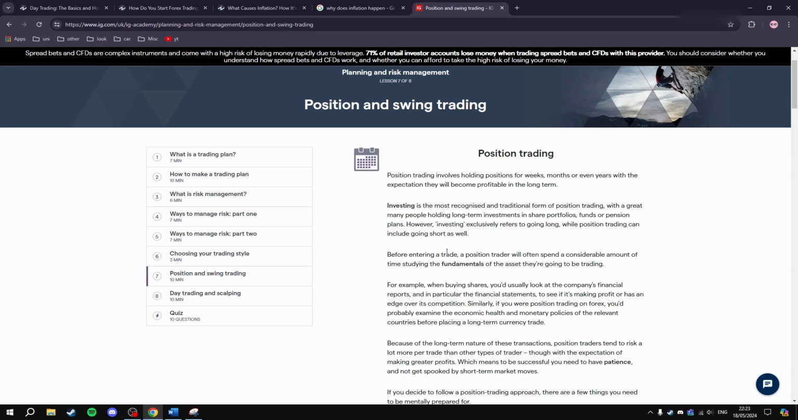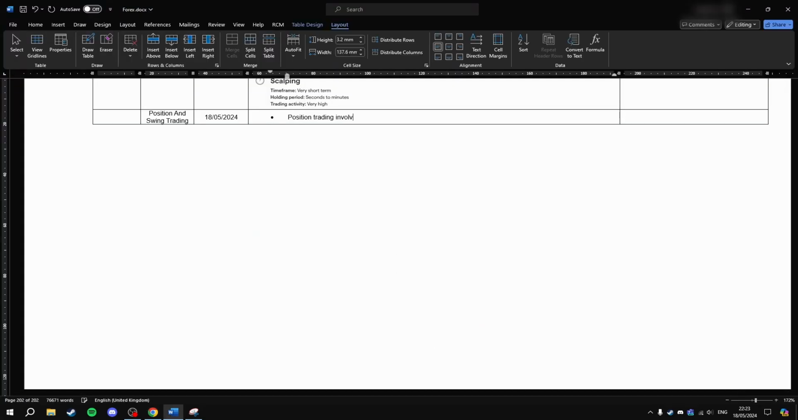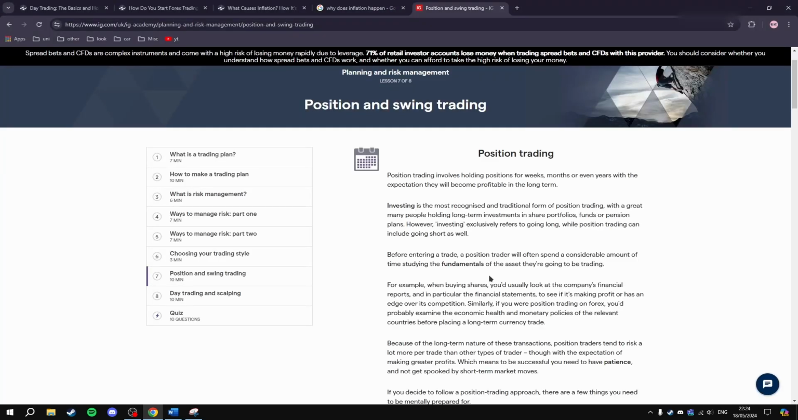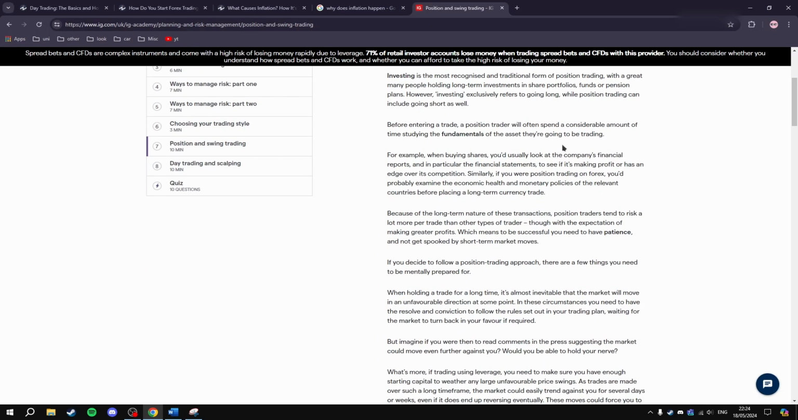Position trading involves holding positions for long periods, hoping they'll become profitable in the long term. Investing is the most recognized and traditional form of position trading, with a great many people holding long-term investments in share portfolios, funds or pension plans.